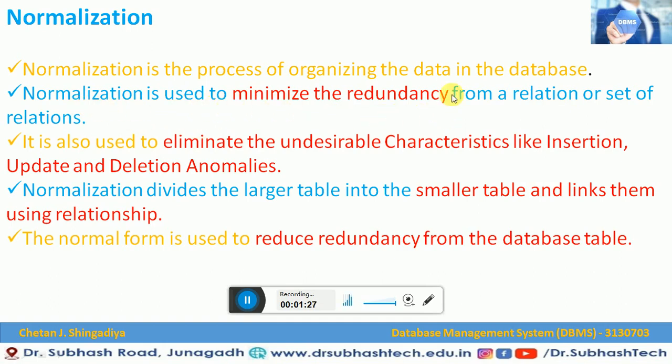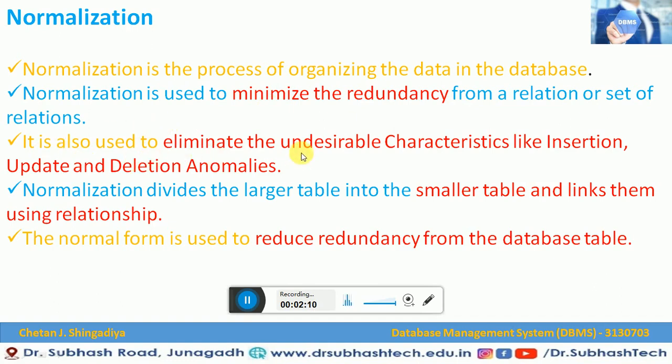There is an important term: it is used to minimize the redundancy. What is the meaning of redundancy? That we already know. Redundancy means the same information may be duplicated more than one time, so we can say duplication of data. So when you want to minimize the duplication of data, or minimize the redundancy of data from a relation or a set of relations, we will use the normalization concept.